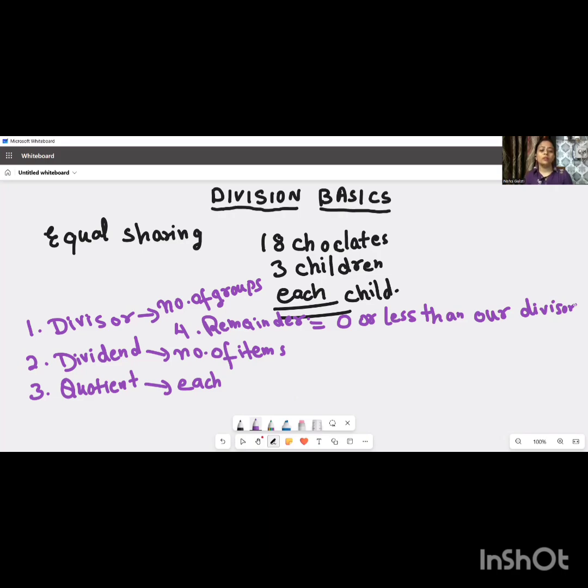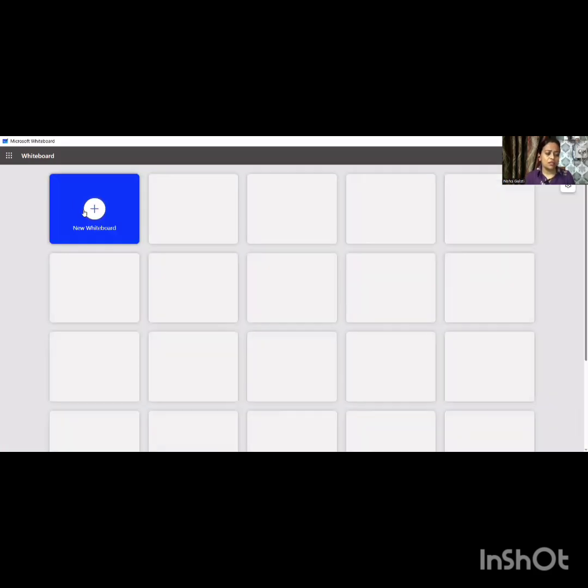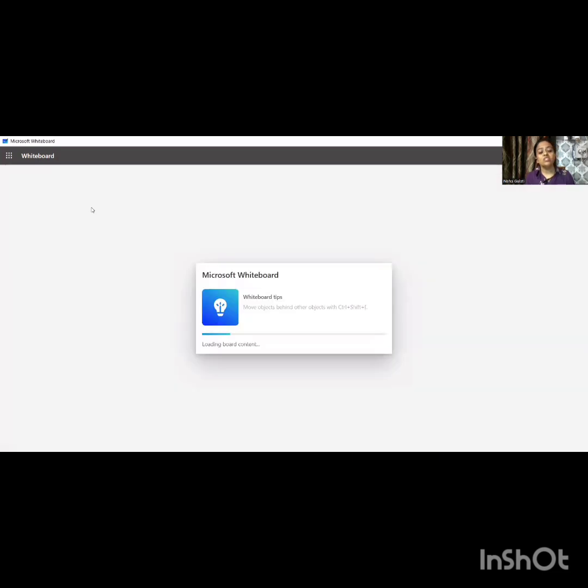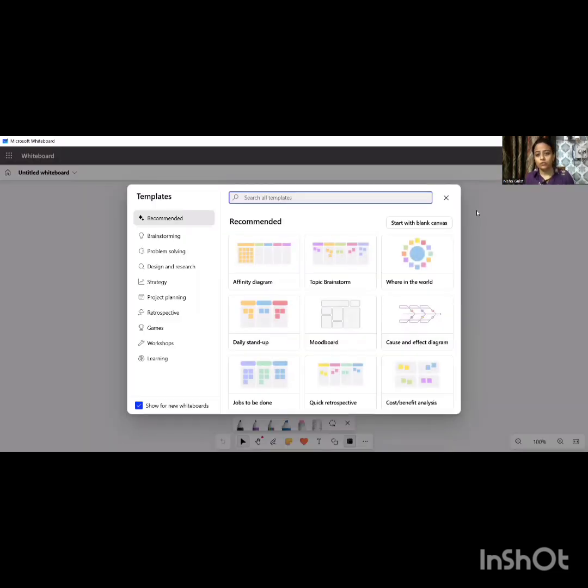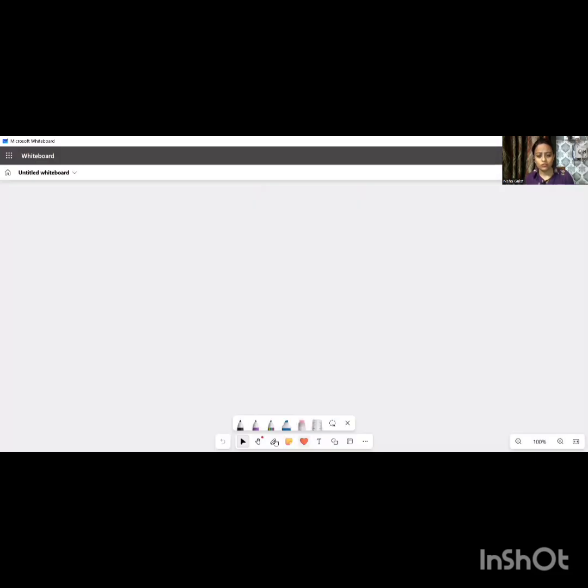I think this point is clear to you. If you are still facing any doubt, you can mention it in the comment section below. Okay, moving ahead, I'm changing this slide and then we will understand how we use these terms, divisor, dividend, quotient, in our questions and how to solve such questions.